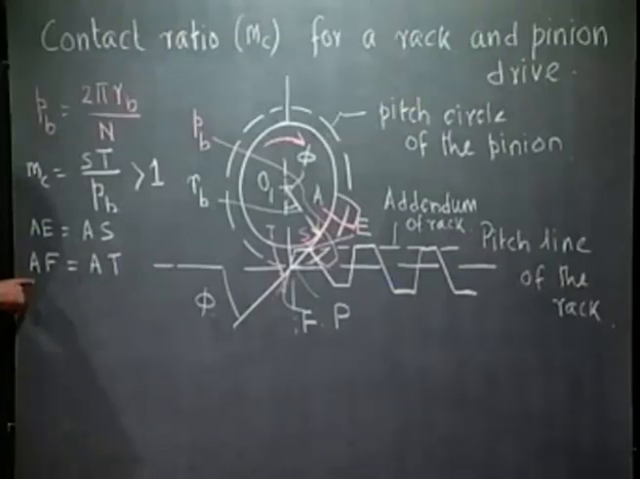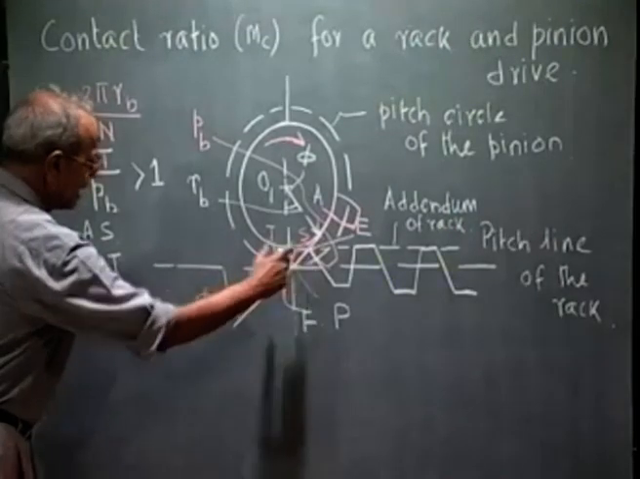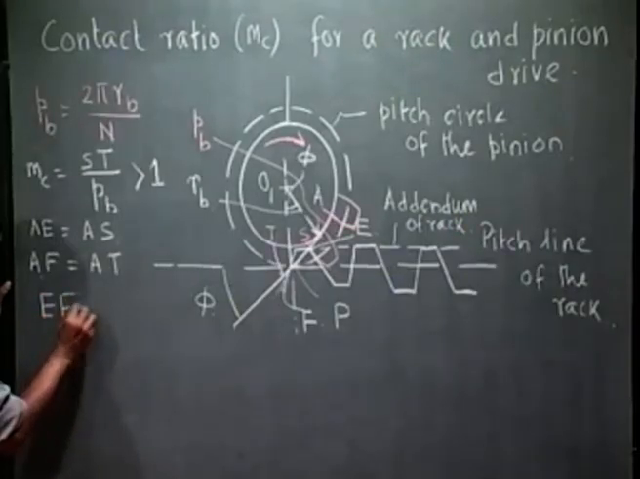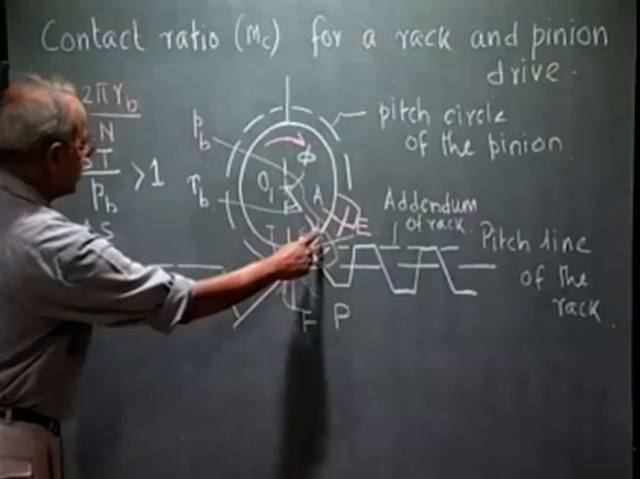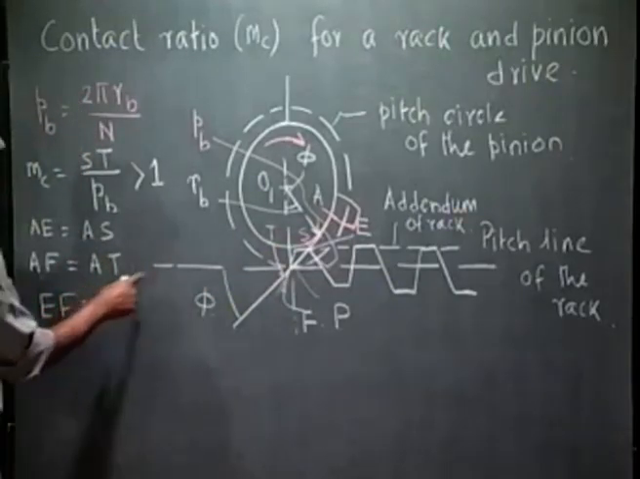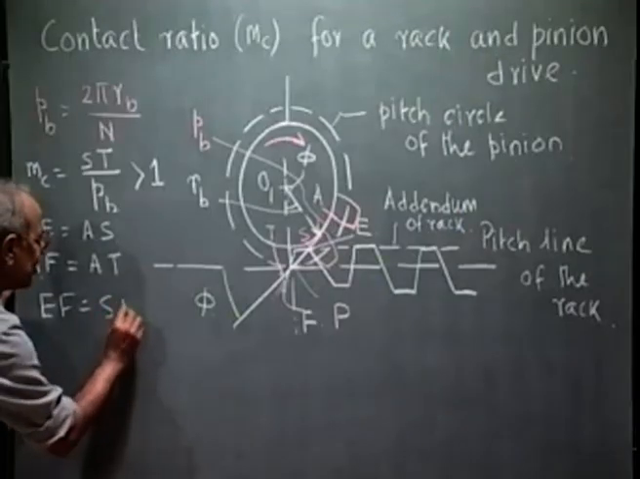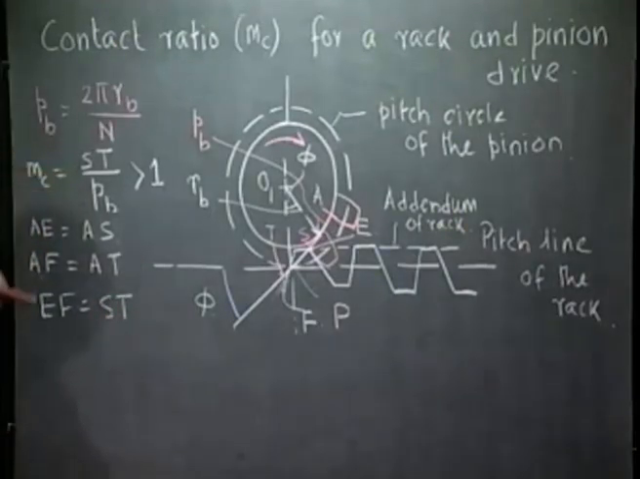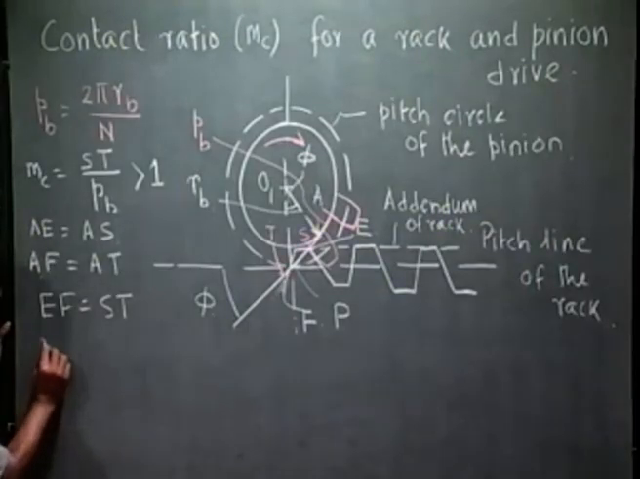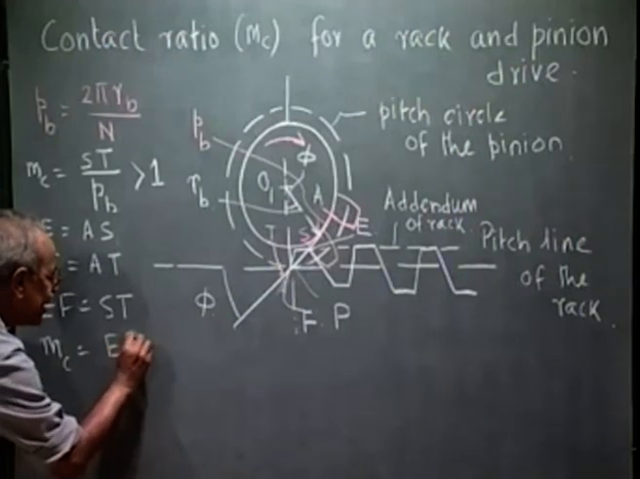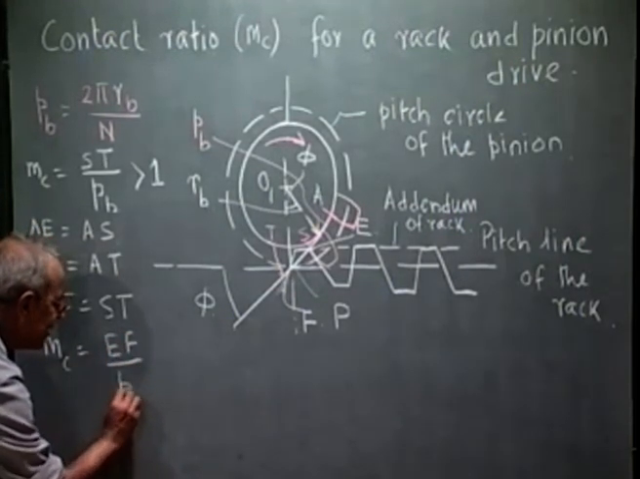So, if I subtract AF minus AE, I get EF, and if I subtract AS from AT, I get ST. So, ST is the same as EF. So, I can write again, contact ratio is nothing but EF by PB.